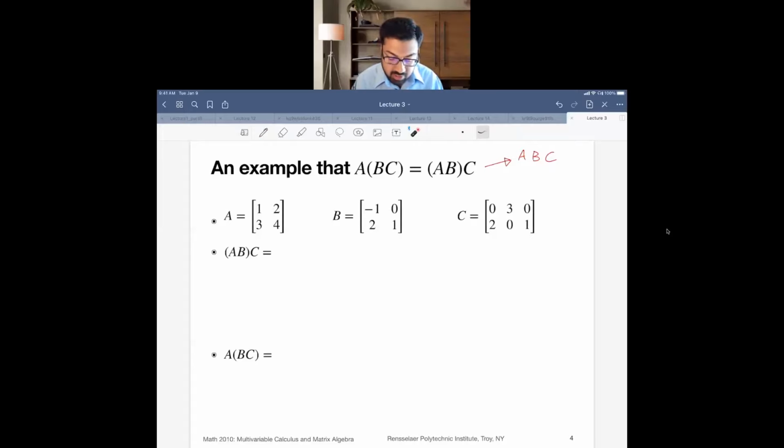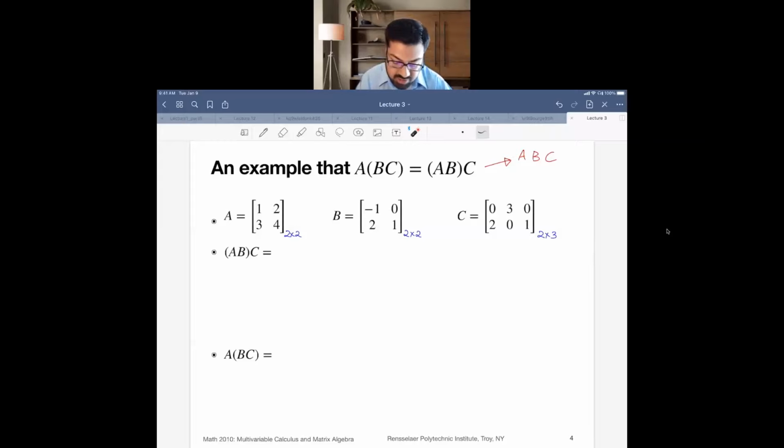So let's assume a few cases here. We have matrix A assumed to be 1, 2, 3, and 4. Matrix B has 2 rows, 2 columns, -1, 2 are the first column, 0 and 1 are the second column. And then matrix C is 0, 3, 0, 2, 0, 1 for the 2 rows it has. Let's put down their sizes quickly. So 2 by 2 here, 2 by 2 here, and 2 rows, 3 columns here. Hopefully the sizes will match up as we are doing the matrix multiplication.